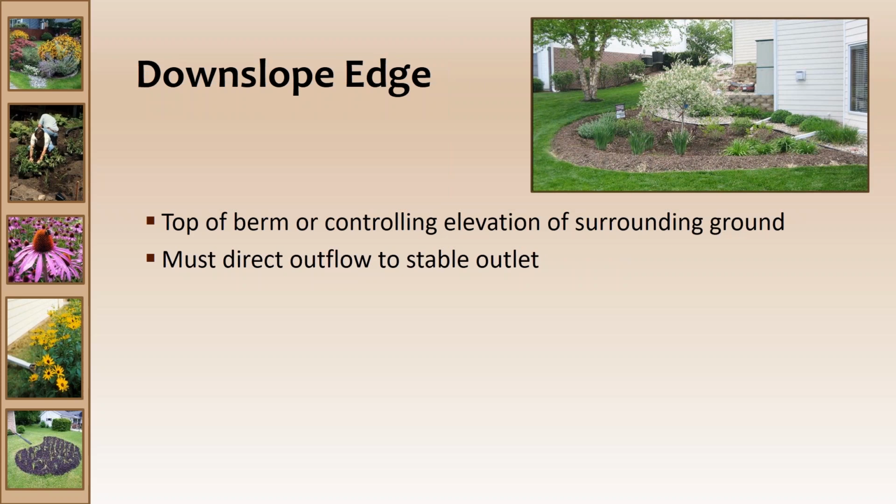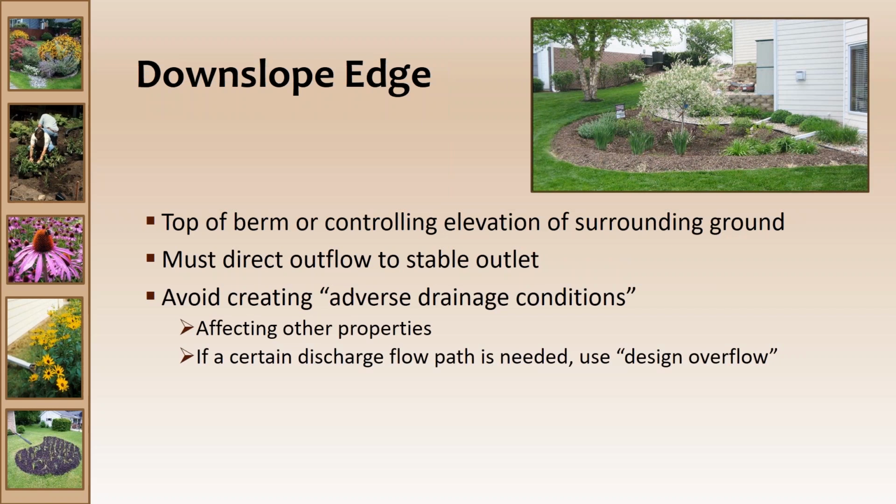The downslope edge, by the standard, must direct outflow to a stable outlet, and it must avoid creating adverse drainage conditions, which affect other properties or even your own property. Just looking at this picture here, it's almost looking like you'd have more of a risk of affecting your own property. If you don't get this edge right, and this becomes the low edge, and then the water starts flowing toward the house, that would be pretty much creating an adverse drainage condition on yourself.